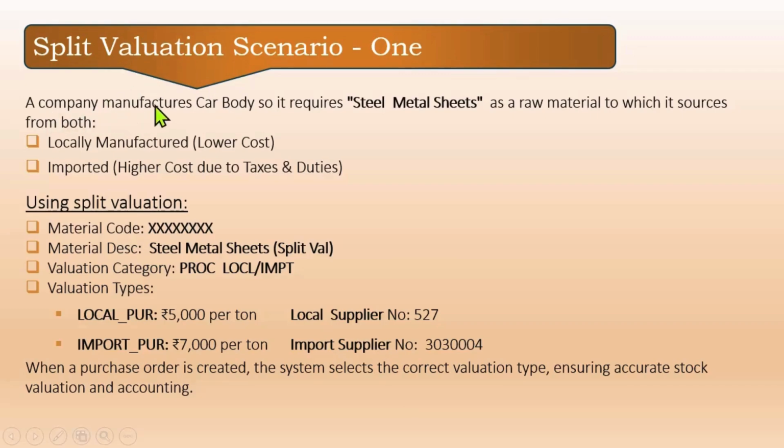For example, a company manufactures car bodies. To manufacture the car body, it requires steel metal sheets as a raw material, which it sources from two different sources. One is locally manufactured, which is lower cost, and the other one it is importing from a foreign country. Naturally it will cost you higher due to taxes, freight charges and all those things.